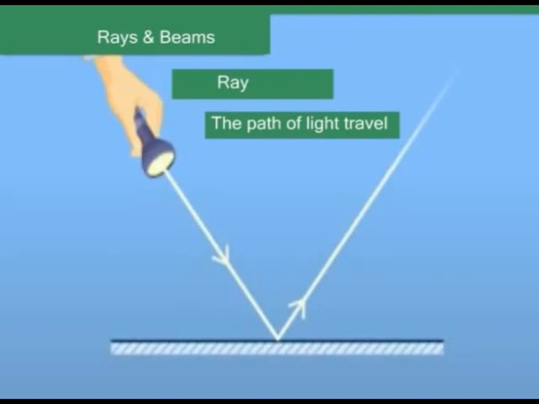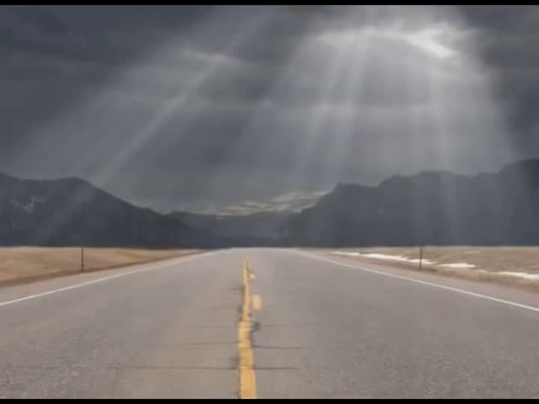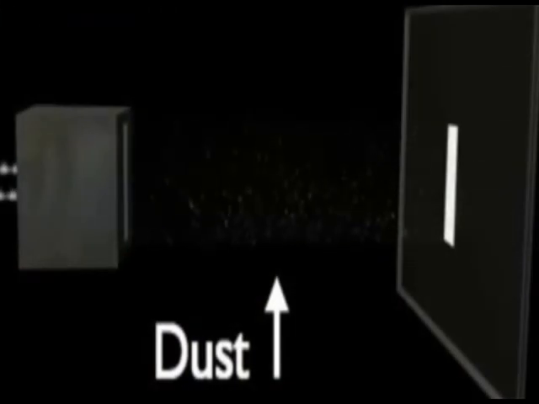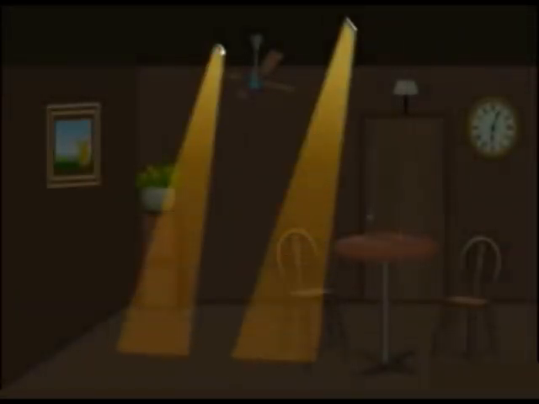On the other hand, a beam is a stream of light energy which is considered to be a bundle of rays of light. You can see beams of light in the morning as the sunlight breaks through the clouds or through the leaves. You can also see beams when a spotlight is shone in a smoky room. Also, when sunlight streams into a dark room through a small opening, beams of light can be seen easily.